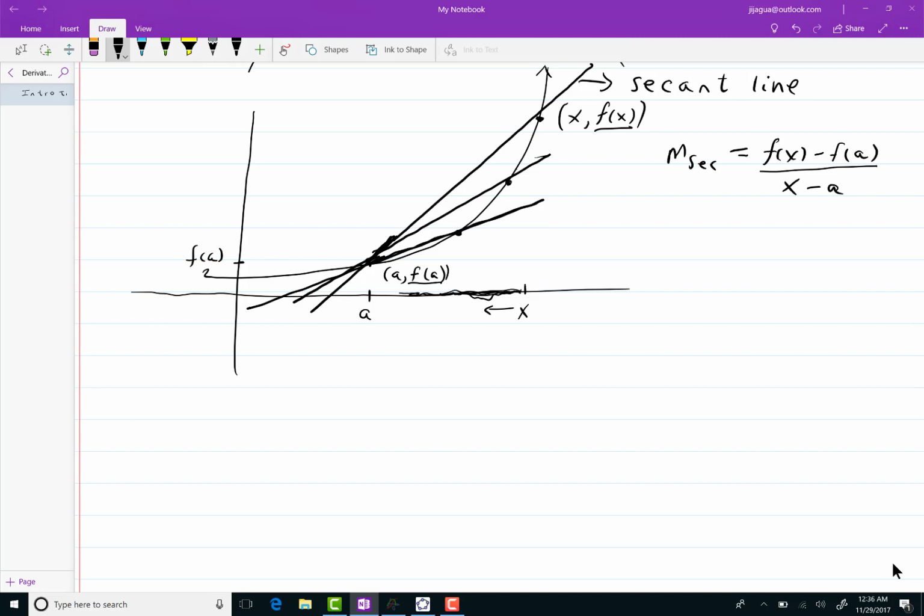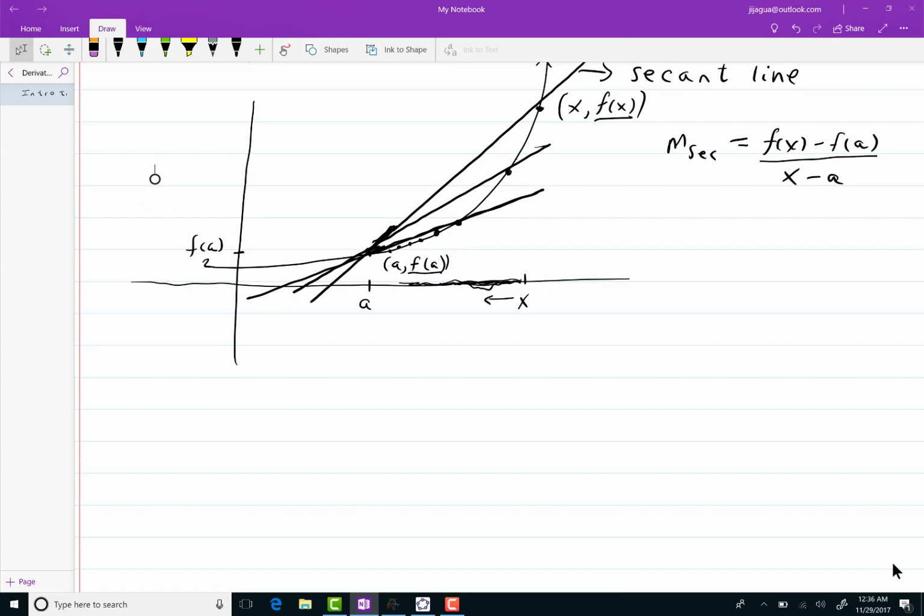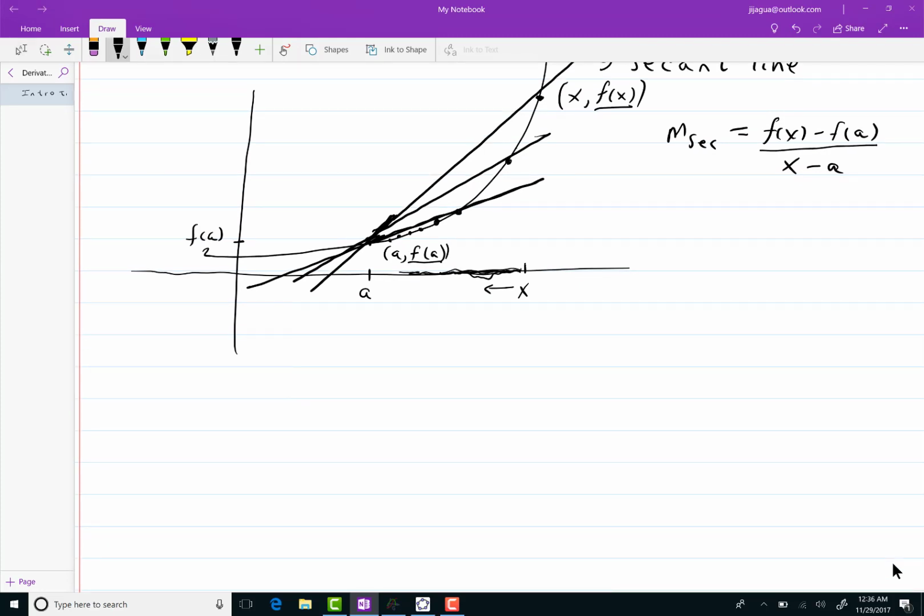Well, what you're going to do is, as x goes to a, these points on the graph are going to get closer and closer to a, f of a, until finally in the limit you get some line that will be tangent at just one point in that particular region. The final line that you end up with, the one that touches just at that point locally, is the tangent line, and I'm interested in the slope of that tangent line.